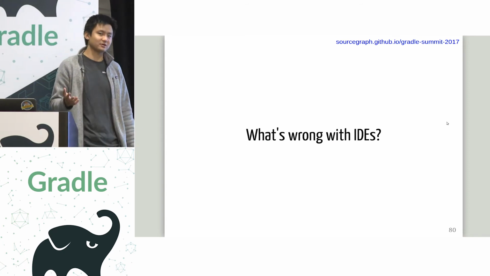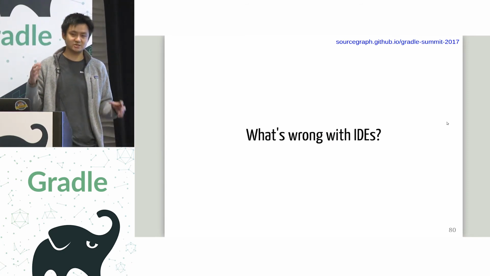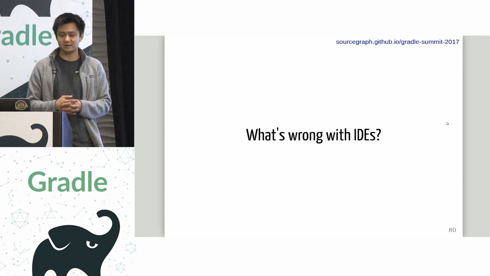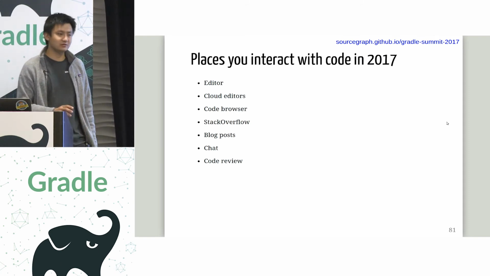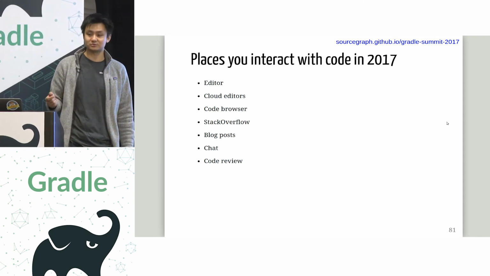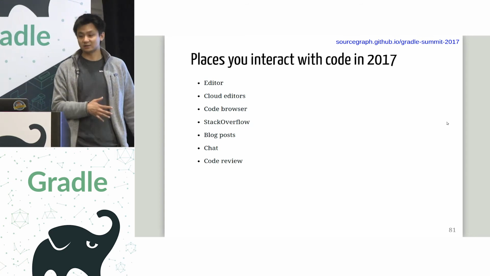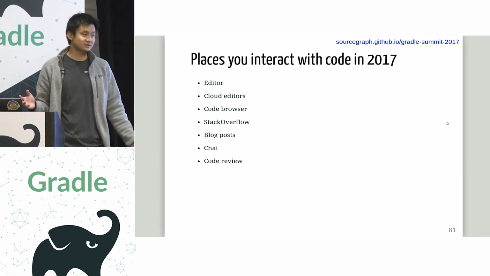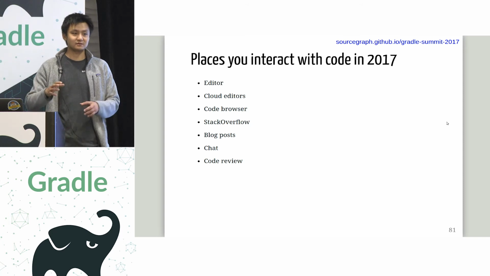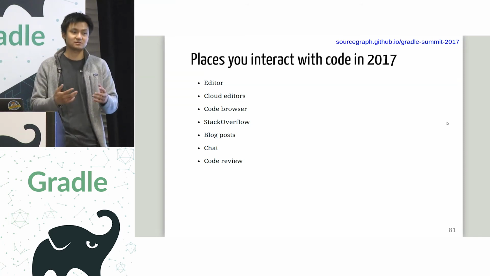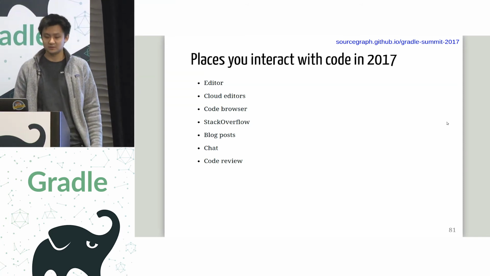And so there's nothing wrong with IDEs. They're great tools. There's so much technology built into them. And I don't really know how we get as much work as we get done today without them. But just think about all the other places that you interact with code in 2017. It's not just inside your editor. It could be in an online code browser. Maybe your company has something that lets you view the entire code base, not just the stuff that you have checked out on your local machine.